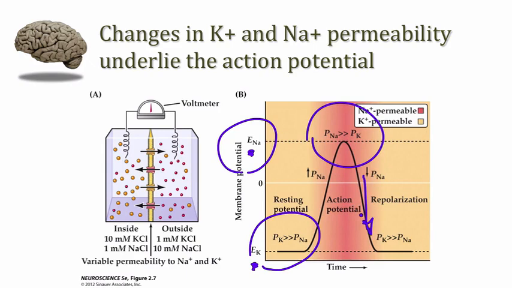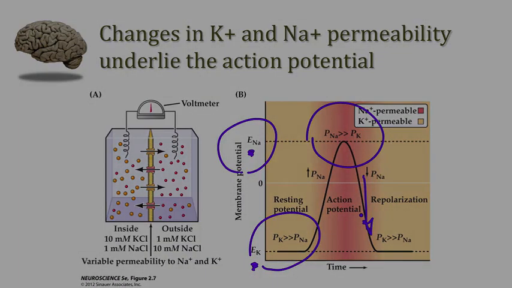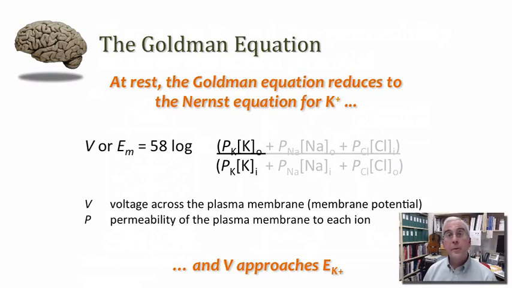These considerations of permeability changes for the permeant ions, sodium and potassium, provide us with a framework for understanding the ionic basis of the action potential. And that's where we're going to go in our next tutorial. But before we get there, let's just return to the Goldman equation and emphasize some of these considerations.